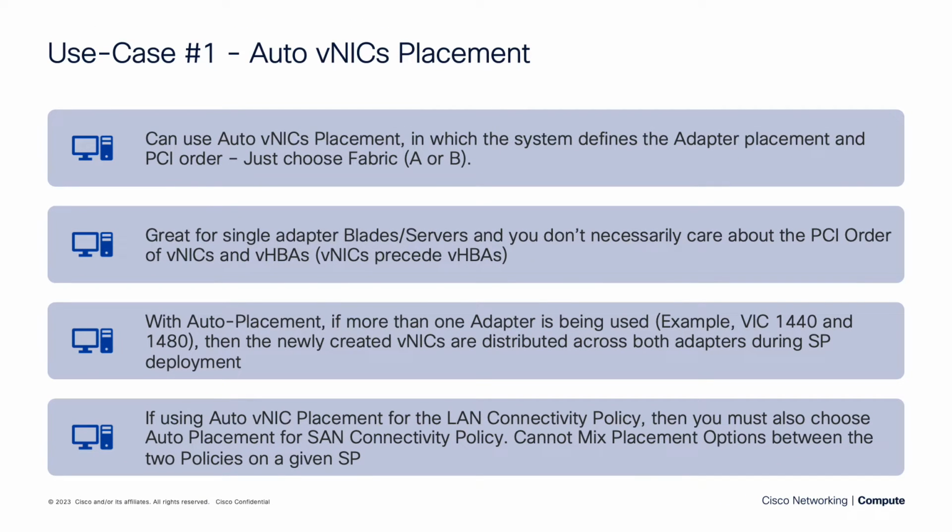Okay, our first use case is using auto vNIC placement in our LAN connectivity policy. Again, this is the most basic, the most simple way to do it. The only decision you make is what fabric to put the vNIC on, fabric A or fabric B. It's great for single adapter use cases and servers where you don't really care about the PCI order. Do know that the vNICs will take PCI preference over the VHBAs.